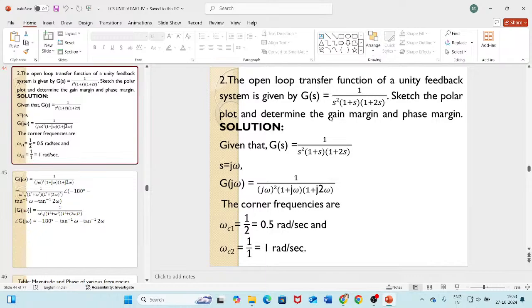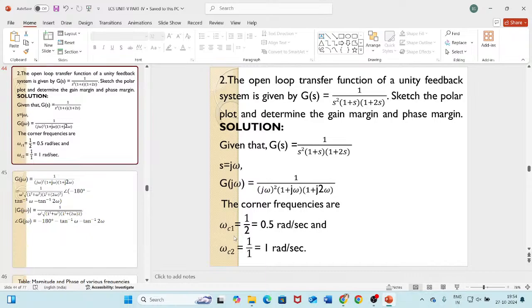Similar to the previous problem, here also what you have to do is take the open loop transfer function, write it down, and replace s by j omega. So this is it. G of j omega you will get: 1 by j omega square into 1 plus j omega into 1 plus j 2 omega. You just determine the corner frequencies for these two first order denominator factors.